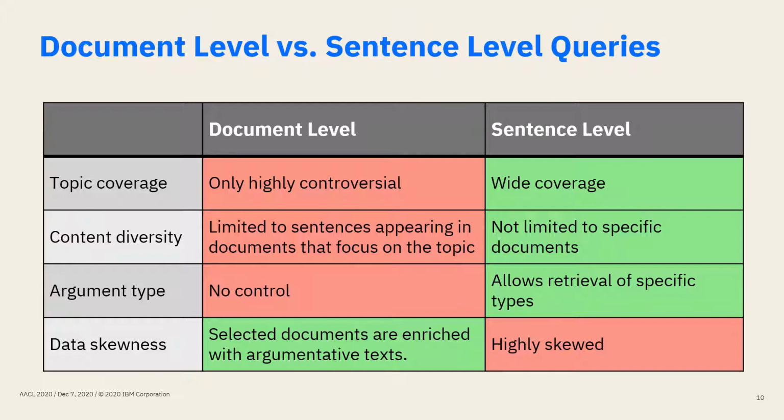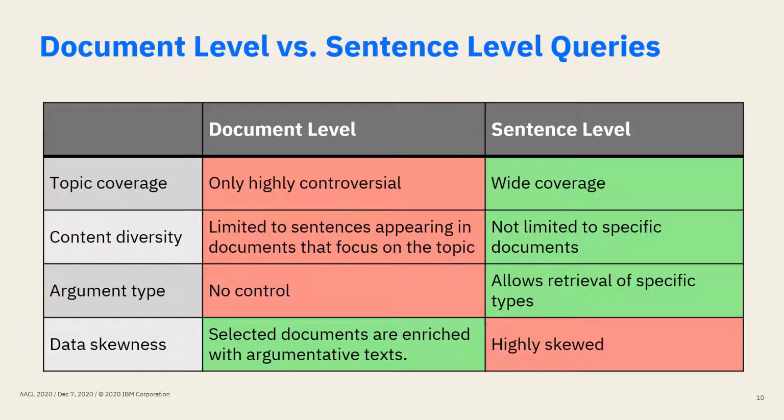In the document-level approach, the query is useful only if the documents are highly controversial. Otherwise, the proportion of argumentative sentences within the document is expected to be small. This means that the document-level approach is effective mainly for highly controversial topics. The sentence-level approach is less sensitive to the level of topic controversiality and therefore can be effective for a wider set of topics. From the diversity point of view, document-level results are less diverse since they all originate from documents that focus on the topic.